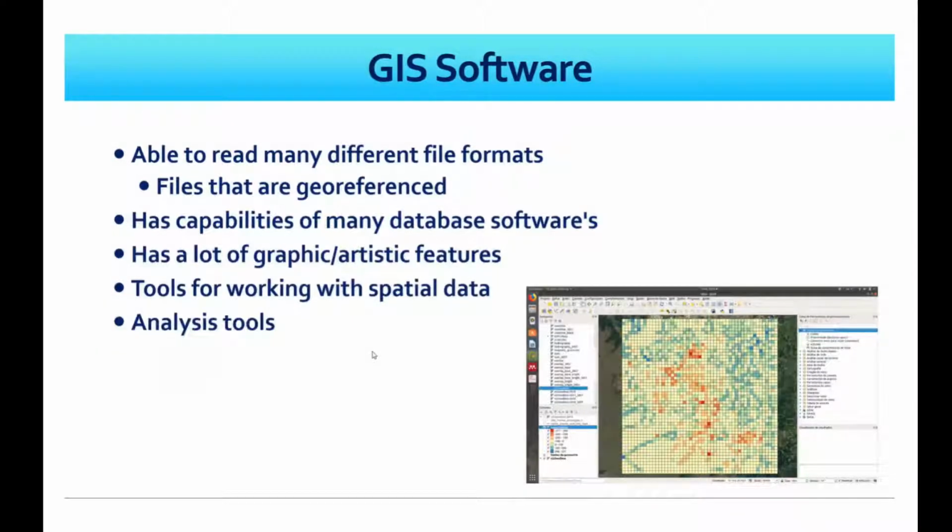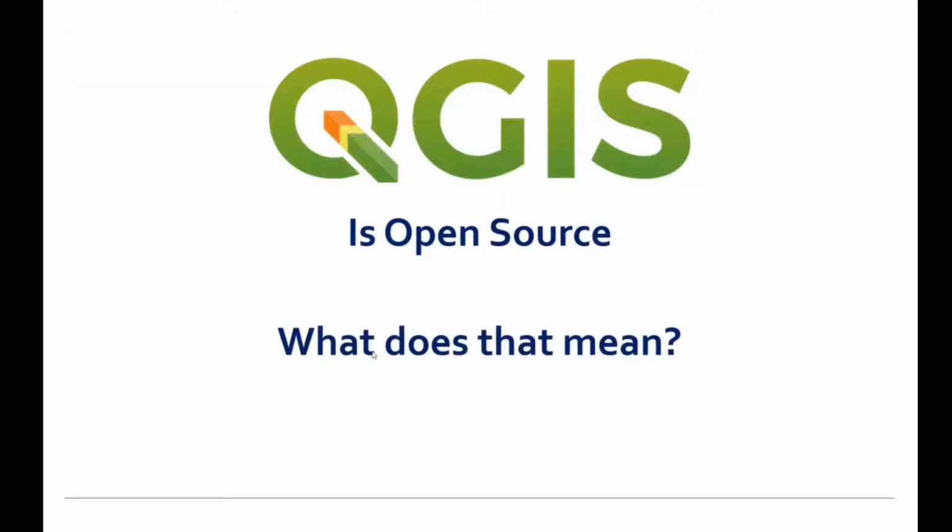So let's talk about the software for a moment. GIS software has a lot of capabilities. It's able to read and write many different file formats. So these are files that have some kind of georeference, meaning the software can place the data on the world in the correct place. GIS software also has a lot of capabilities that you find in database software such as Microsoft Access or MS SQL. It has a lot of graphic and artistic features that you might find in Photoshop or Illustrator. And it has tools for working with spatial data and analysis tools for manipulating that spatial data or editing that data.